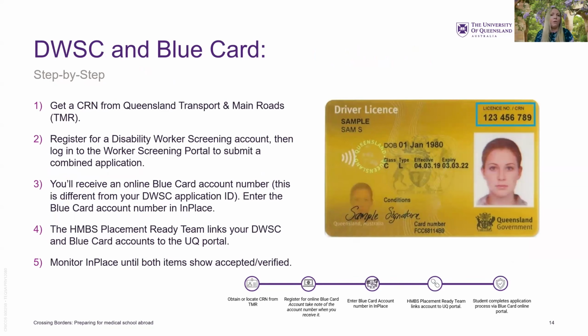Do keep in mind, this will be different from the Disability Worker Screening application ID. Our team wants the Blue Card account number. Once you've got that, you can put that in place, and that's when we'll link you to our organisation. And then the requirement will be complete. So again, as before with all the other requirements, monitor your InPlace account and make sure everything is green, accepted and verified, which will show that your requirements are completed. Anything else, you'll just need to keep looking and keep actioning items as needed.